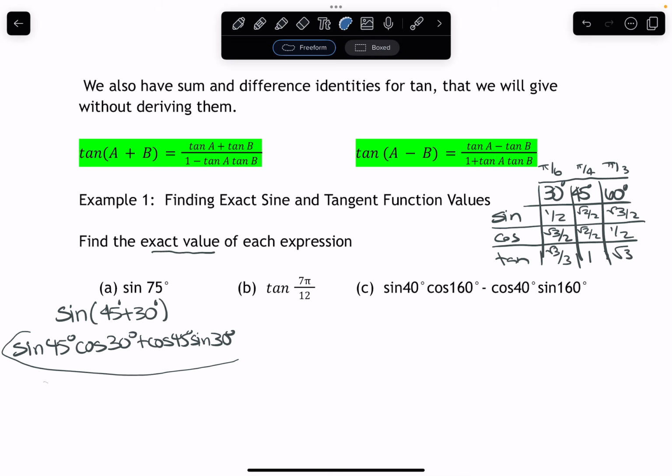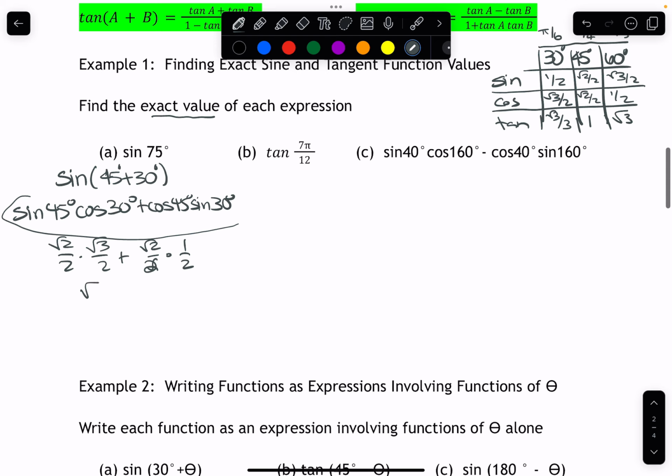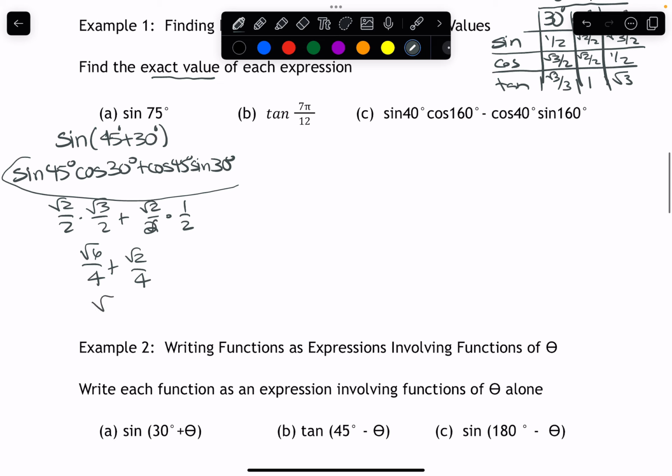Sine of 45, the value that we have memorized, hopefully by now, is square root of 2 over 2. Cosine of 30 is square root of 3 over 2. Cosine of 45 is square root of 2 over 2, and the sine of 30 is 1/2. That gives square root of 6 over 4, plus the square root of 2 over 4. And as we said in lesson 5.3 when we did the sum and difference for cosine, most of these answers are going to come out to be some form of that.